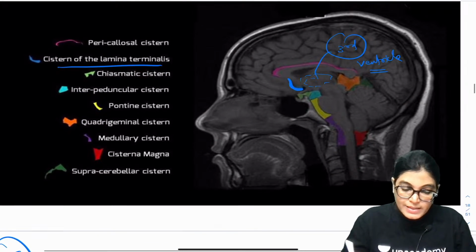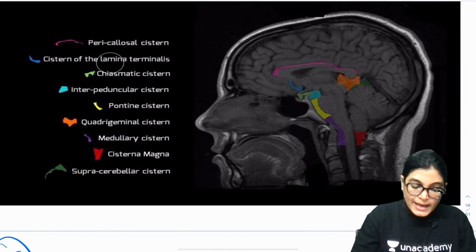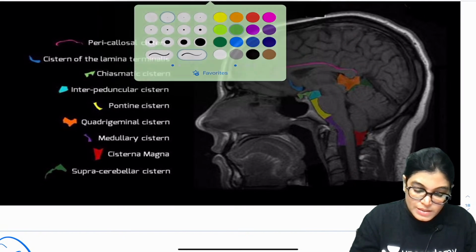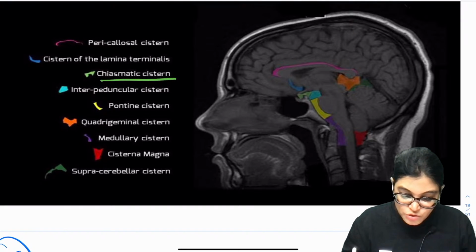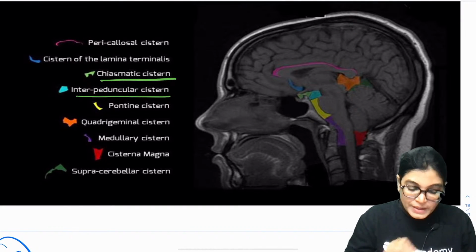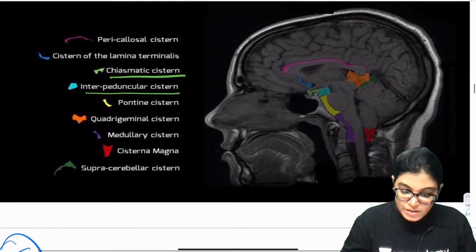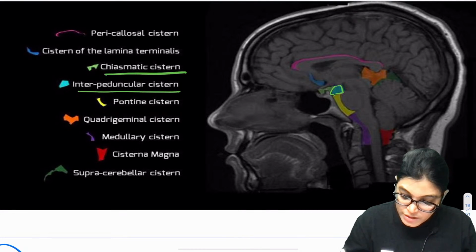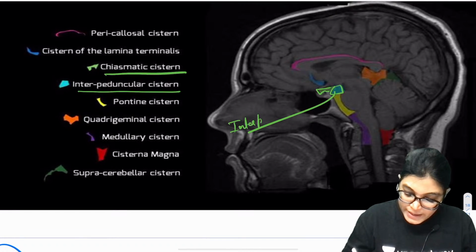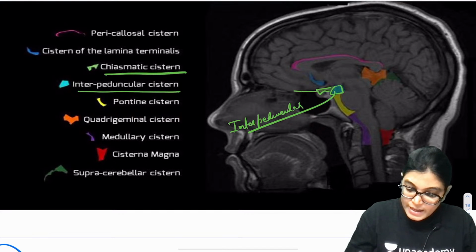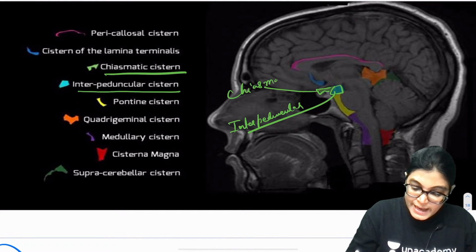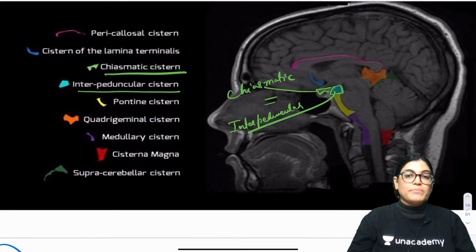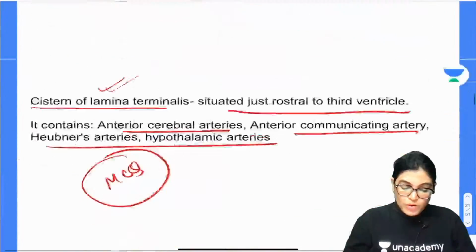So, yes, here you can see again, if I show you the chiasmatic cistern. What I told you, this is the chiasmatic cistern, and this is actually in the extension of the interpeduncular cistern. See here in this diagram, if I highlight it, this is the interpeduncular cistern and this is the chiasmatic cistern. So, you can say the chiasmatic cistern is the extension of the interpeduncular cistern. Done? Now, let us move on to the next.